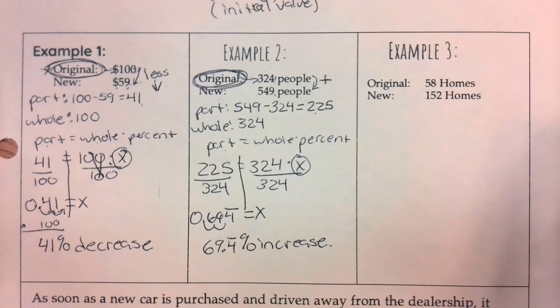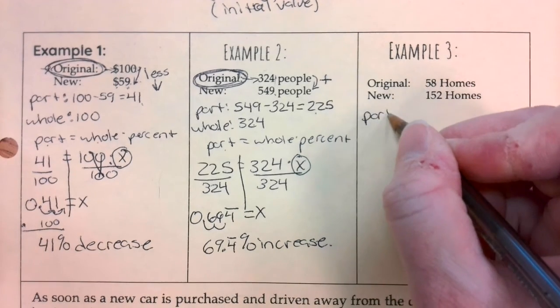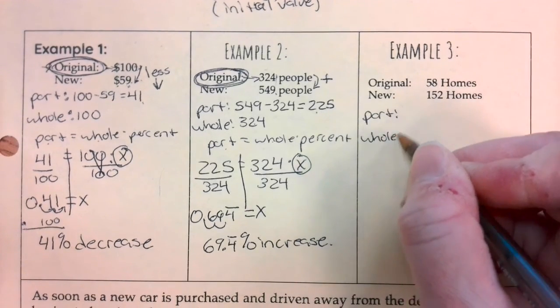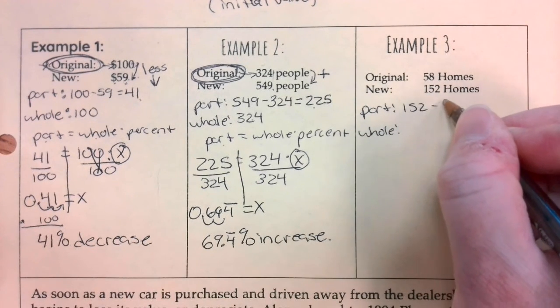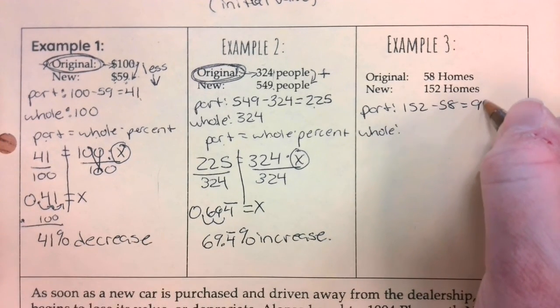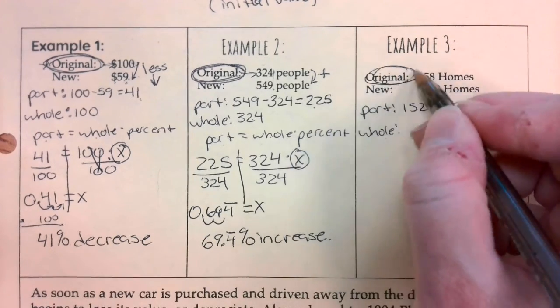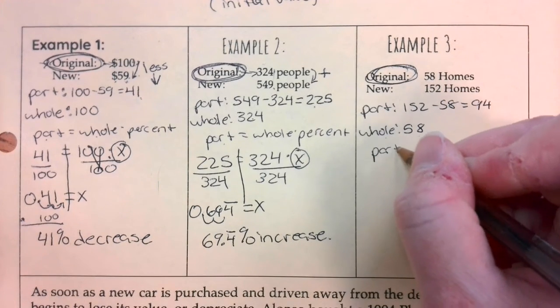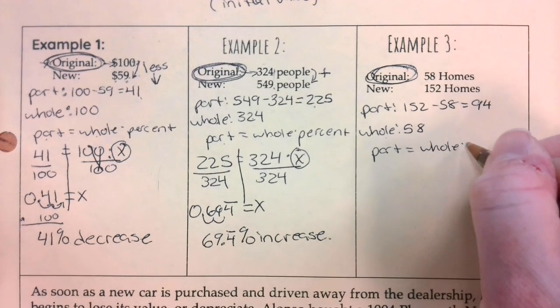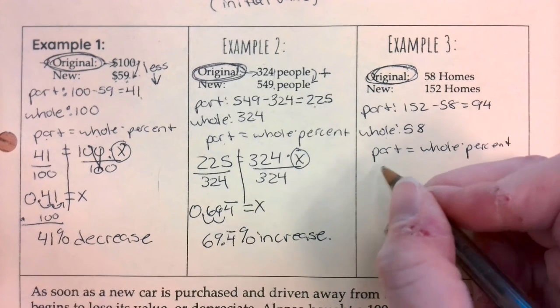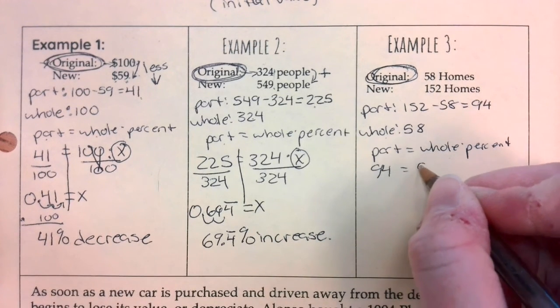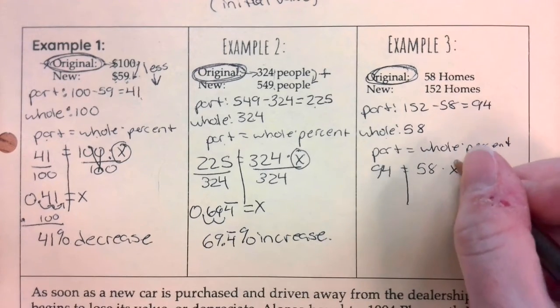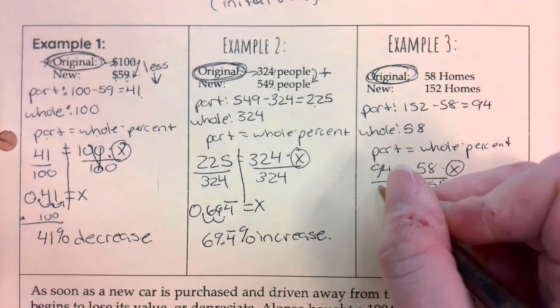All right, I want you to pause the video and try example 3 entirely on your own. All right, here we go. The part, the whole. 152 minus 58 gives us 94. The whole is always the original, 58. Substitute into our equation. We get 94 equals 58 times x. Solve for x. Divide by 58.